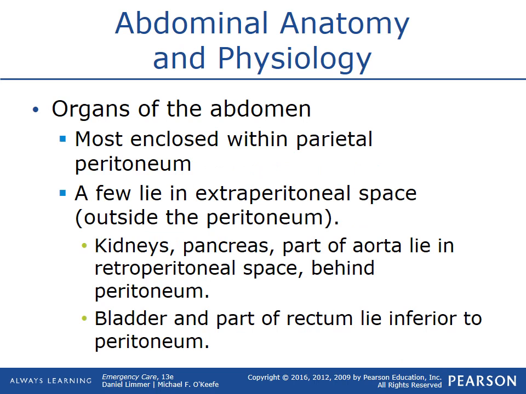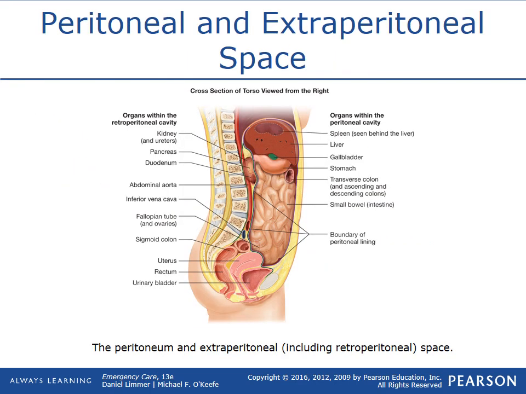For the organs of the abdomen, most are enclosed within the parietal peritoneum. But there are a few that actually lie outside of the lining in the abdomen, outside the peritoneum, and those are the kidneys and the pancreas, and then part of the aorta, which lie in what we call the retroperitoneal space behind the peritoneum. The bladder and part of the rectum lie inferior, or below, the peritoneum. And this is a picture here.